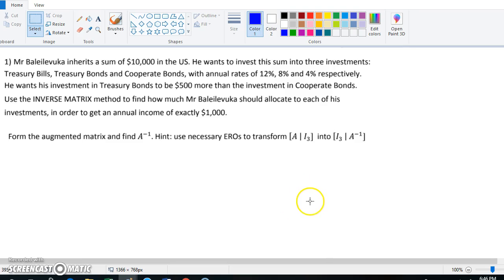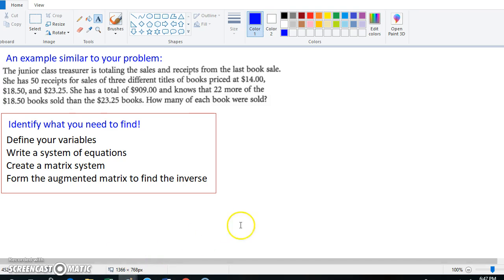Here's the question that you have to put into an equation or a system of equations to solve using matrices. I'm going to show you another example, and let's see if we can do all the steps. So here's an example similar to your problem.